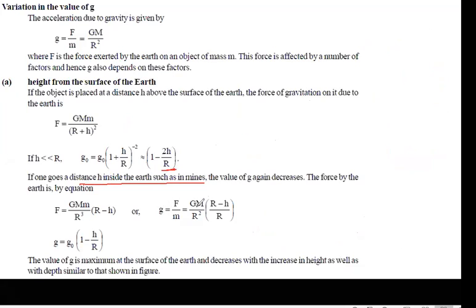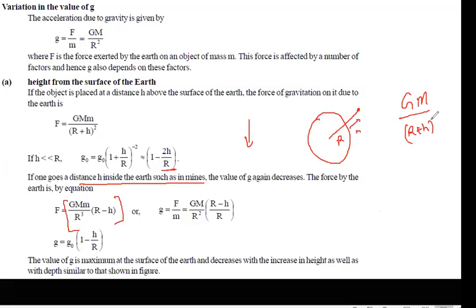Now, what will happen if you go inside the earth? Don't you think that if you go inside the earth, the formula will not be this? Because it is a case of a solid sphere. When you talk about a solid sphere, if I take any point outside the sphere, it is basically G capital M by this distance. Now this is R and this was h, so that's why we have (R plus h) whole square, right?